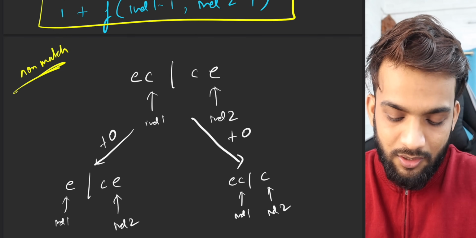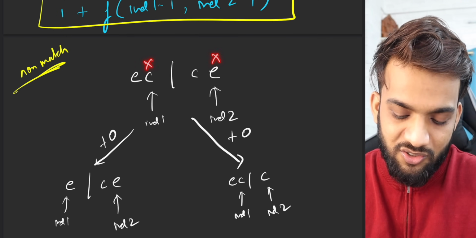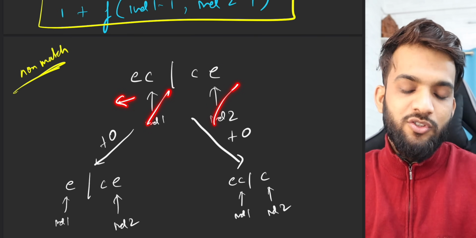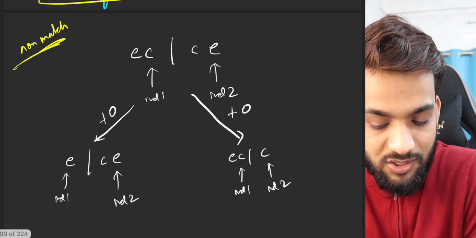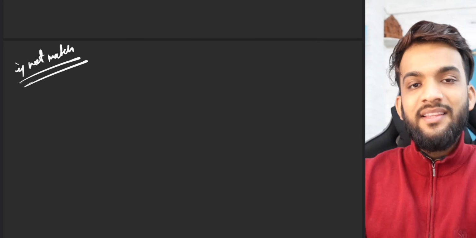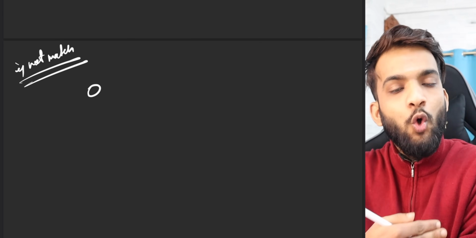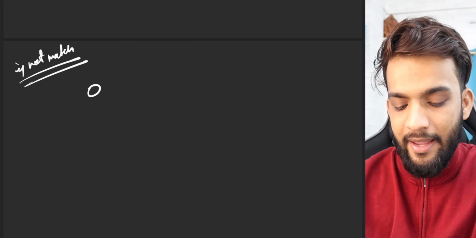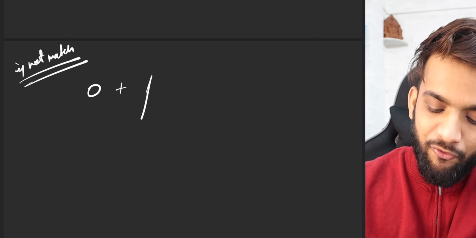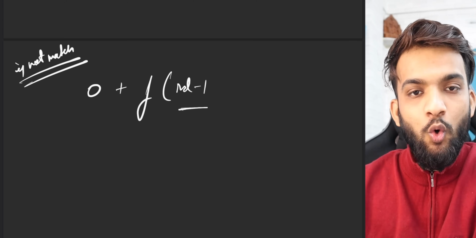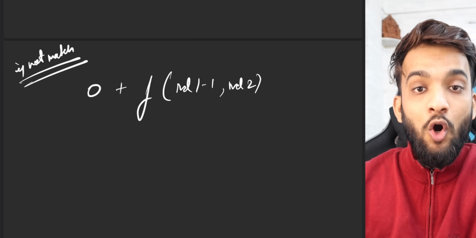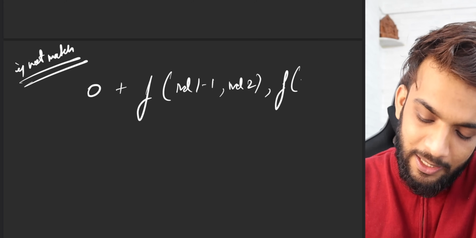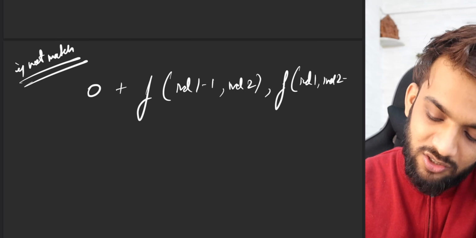I said, hey listen, if they're not matching, let's either move this or move this. There are both the possibilities. I'm like, okay, does that make sense? So can I say, if not match, then the answer added will be 0 for sure because there is no length that you are matching. Plus f of index 1 minus 1 is what you will go, and you'll keep the index 2. Or you'll keep the index 1 and you will go to index 2 minus 1.